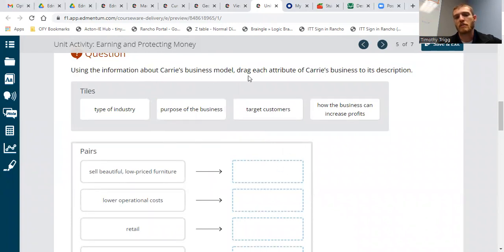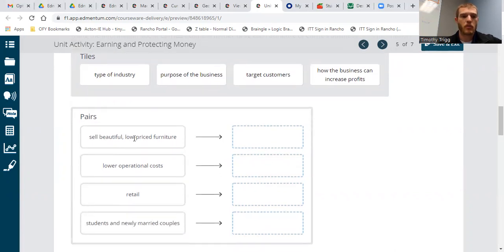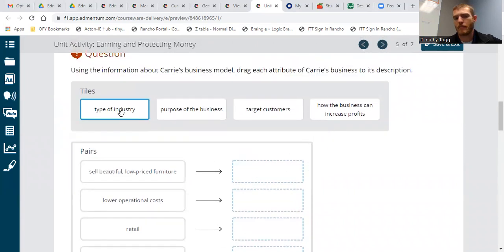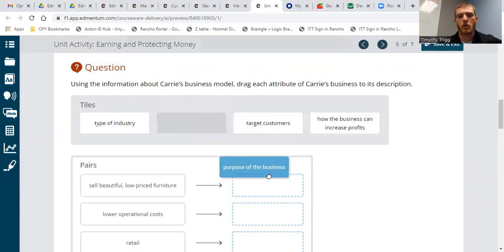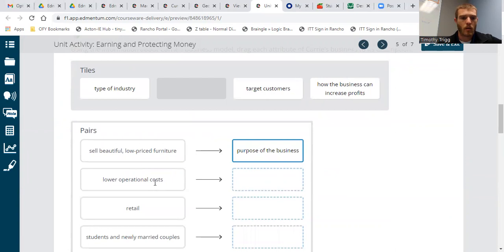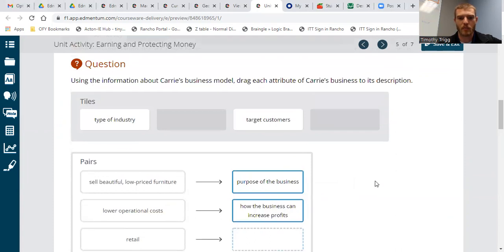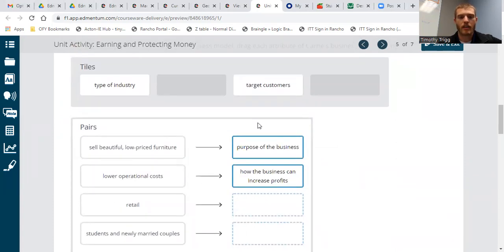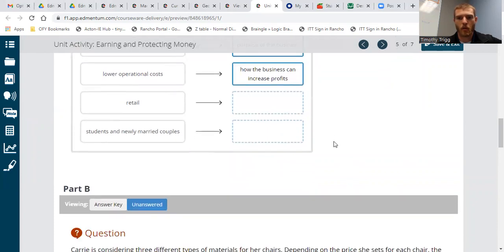Using the information about Carrie's business model, drag each attribute to Carrie's business and its description. Sell beautiful low-priced furniture: does that tell you the type of industry, the purpose of the business, target customers, or how the business can increase profits? This is the purpose of the business, which is to sell furniture. Low operation costs: is that the type of industry, the target customers, or how the business can increase profit? I think this one is pretty obvious. See if you can put the other two in the correct spots. Hopefully it's obvious.